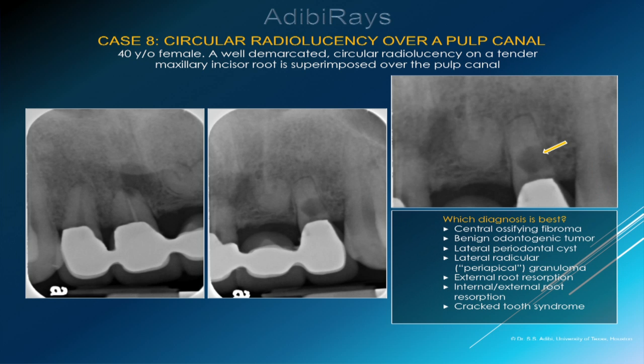This case is about a 40-year-old female patient with a circular radiolucency superimposed on a tender maxillary incisor root. Which diagnosis is best for this case? Is it central ossifying fibroma, benign odontogenic tumor, lateral periodontal cyst, lateral radicular granuloma, external root resorption, or cracked tooth syndrome?